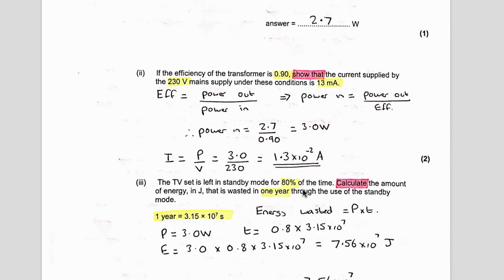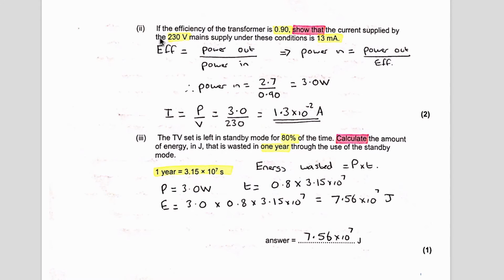For part 2, we're then told that the efficiency of the transfer is 0.9, so 90%. And we're asked to show that the current supplied by the 230 volts main supply under these conditions is 13 milliamps. So we go back to this equation. Efficiency is basically the power out divided by the power in. If we rearrange this, the power in is equal to the power out divided by the efficiency. Now the power in is equal to the 2.7, because that's our power out, divided by efficiency, which is 0.9, which gives us 3 watts.